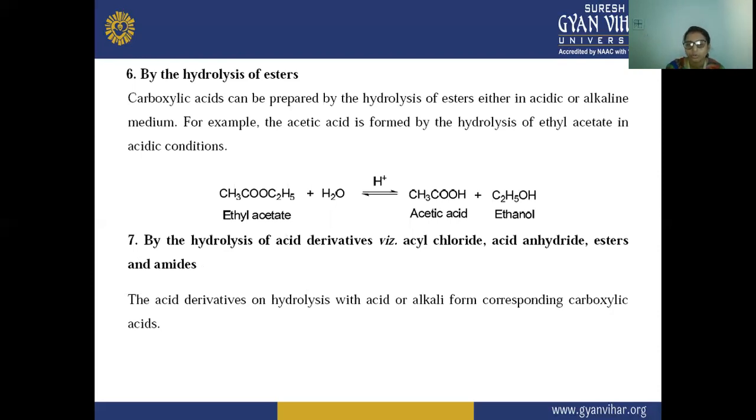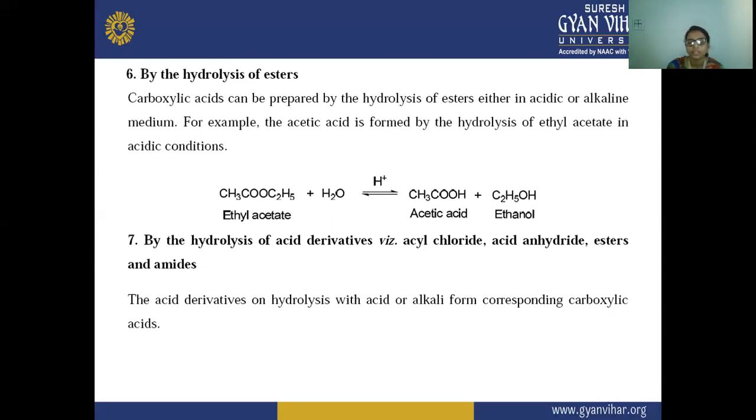This is your ester group, COO R, and in this ester group there is a hydrolysis occurring either in acidic or alkaline media. Means in the acidic or in the alkaline media, the carboxylic acid is formed from the hydrolysis of this ester group. For example, acetic acid is formed by the hydrolysis of ethyl acetate in acidic condition. So there is a formation of this acetic acid.